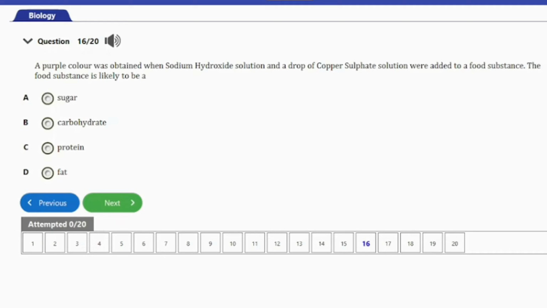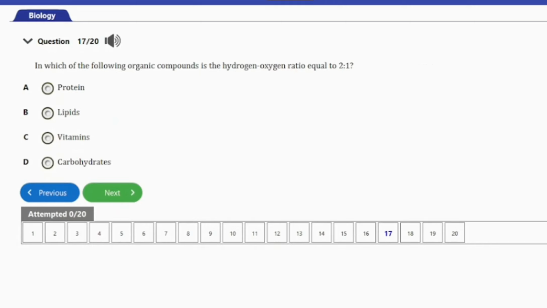So this is a specific test for protein using sodium hydroxide and copper 2 sulfate. So this will cause the food substance to actually turn a purple color, indicating the presence of protein. So that's it for this question. Let's go ahead and consider the next question, guys. That's question number 17 here.